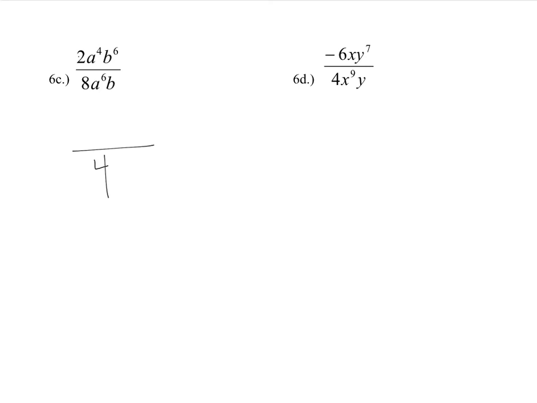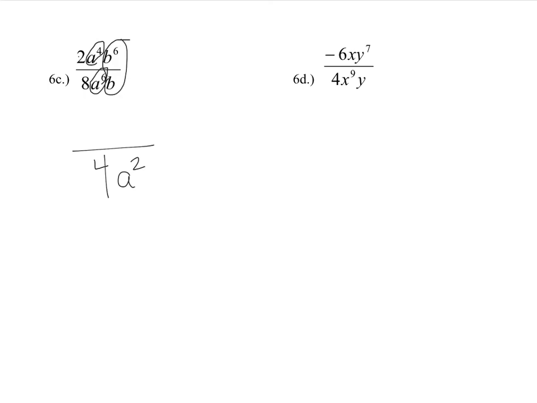Okay? So now I've got a to the 4th over a to the 6th. If you need to write it out in expanded form and cross things off, go for it. But when you do that, you're going to cross off all 4 a's at the top, and you're going to be left with how many at the bottom? 2. So I've got a to the 2nd. And then I've got b to the 6th over b.